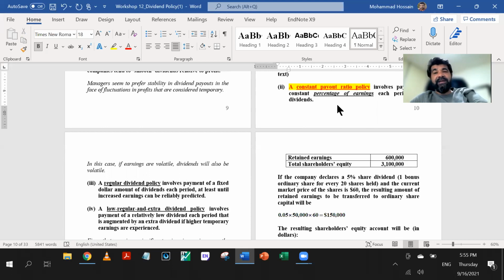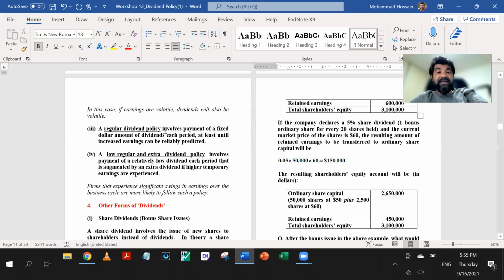20% of 10 million means $2 million they will pay. So every year they pay 20%. The percentage remains constant. But in a regular dividend policy, it is not the percentage, but the amount that is the same every year.